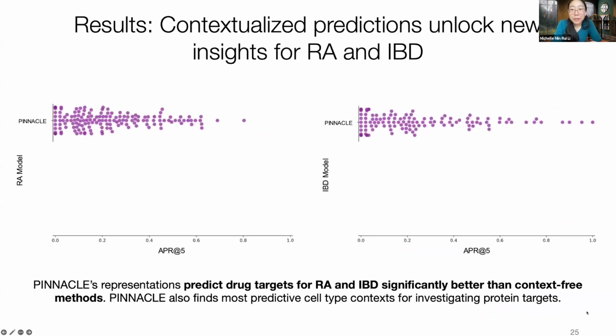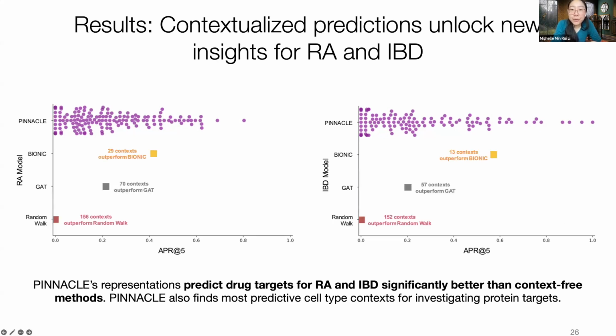When we fine-tune PINNACLE to generate contextualized representations, we find something incredibly exciting here. On the x-axis is our performance metric, and on the y-axis are the different models that we evaluate. The first row here is PINNACLE. Each dot represents a cell type context. So you'll notice that there is a spectrum in the performance of these cell type contexts. This suggests that there are some cell type contexts that are better at predicting therapeutic targets for RA and IBD than others, which is consistent with what we would expect.